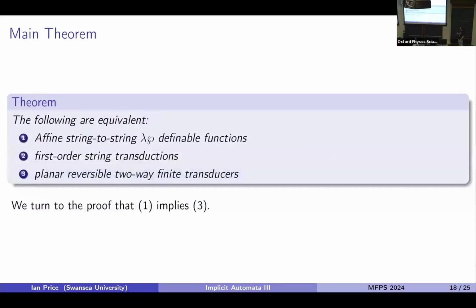I said a lot of things, but just to remind you, this was the goal. I wanted to show that affine string-to-string lambda p definable functions and planar reversible 2-way finite transducers do the same sort of thing. And just like with the Hillebrand-Kanellakis case, I'm only going to go one direction. The other one you can ask me at the end.